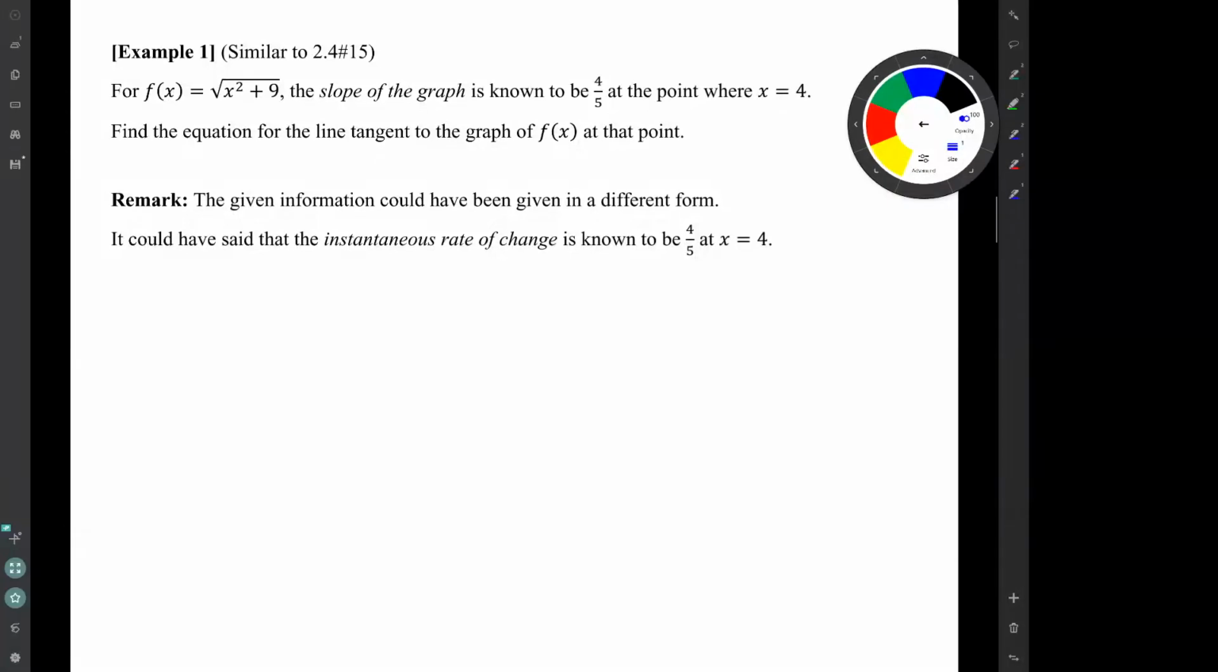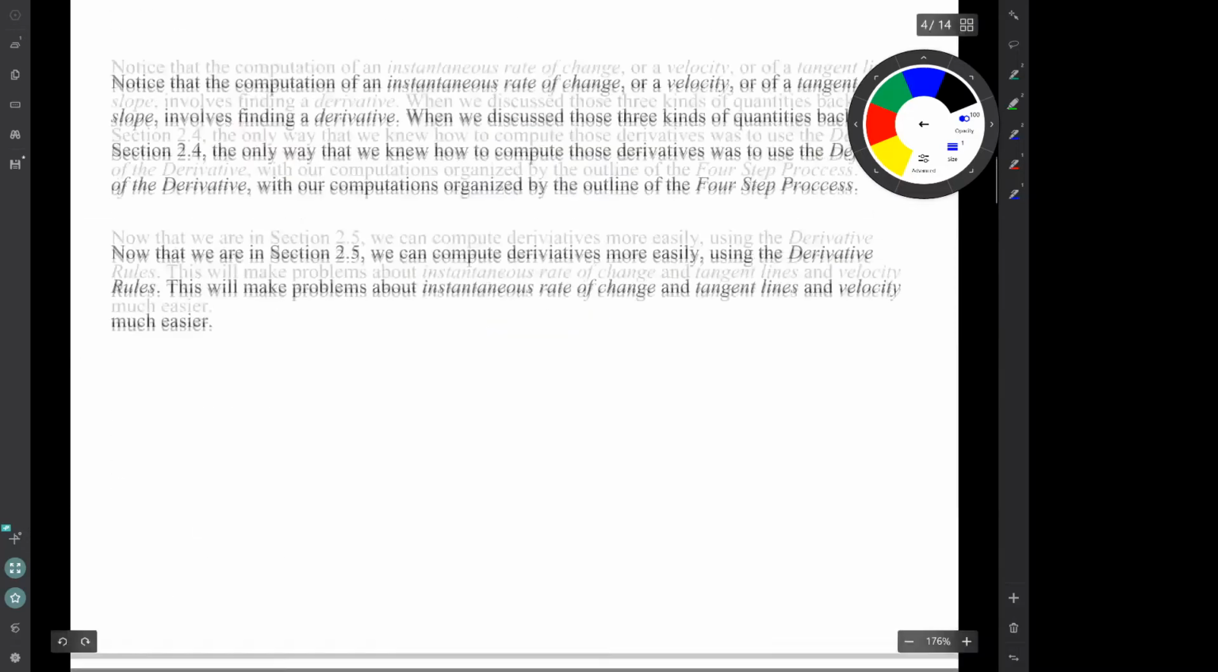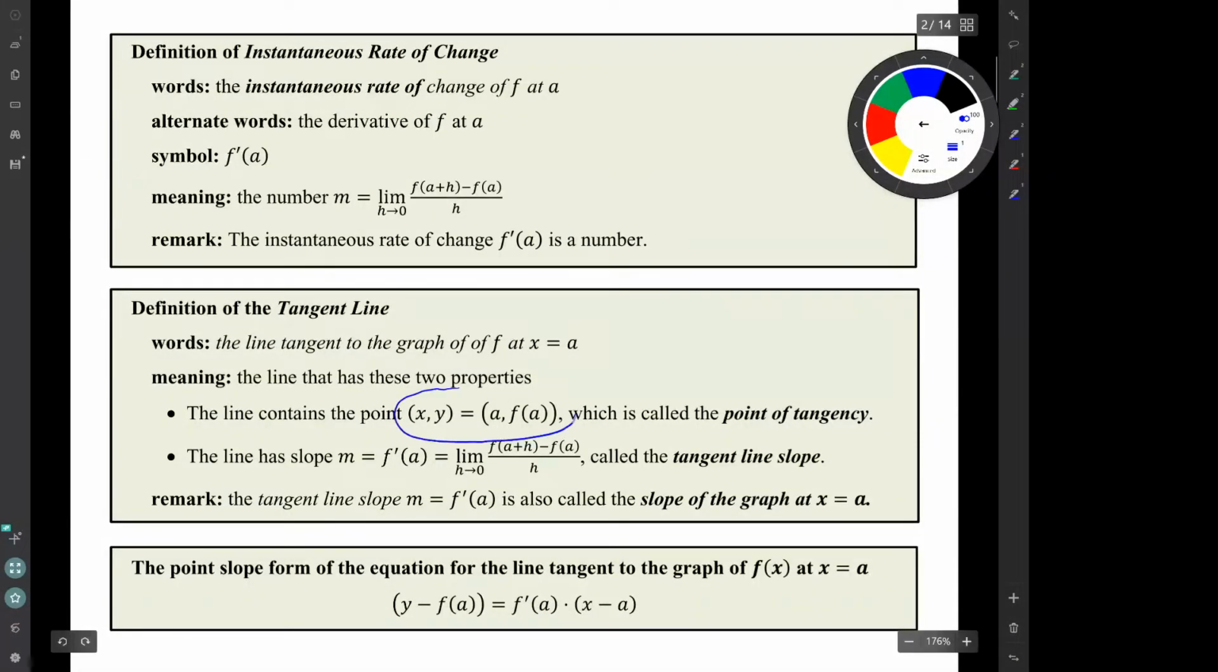So our first example is similar to 2.4 number 15. For this given function, the slope of the graph is known to be 4/5 at the point where x equals 4. And the question is, find the equation for the line tangent to the graph of f of x at that point. To think about how to solve this problem, let's go back up and remember what we know about the tangent line. The tangent line contains this known point, and the tangent line has slope that's this quantity. And the equation for the tangent line is this thing.